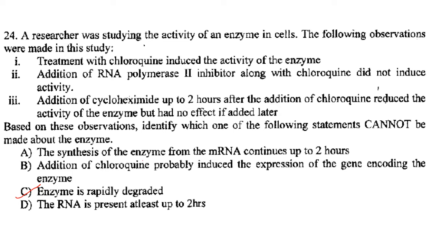That is natural because RNA polymerase II is needed for synthesis of the protein. So when you are adding an inhibitor of RNA polymerase, there is no enzyme activity. Enzyme is not produced and even if you add chloroquine, there is no use. Then addition of cycloheximide. Now cycloheximide is an inhibitor of protein synthesis and it inhibits translation elongation.